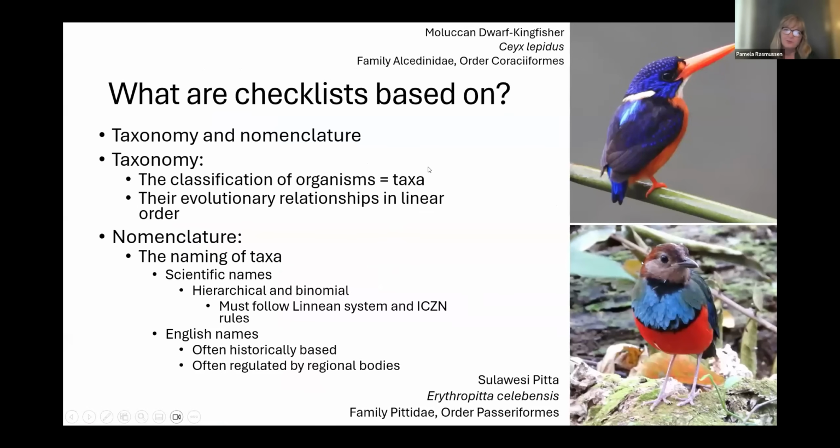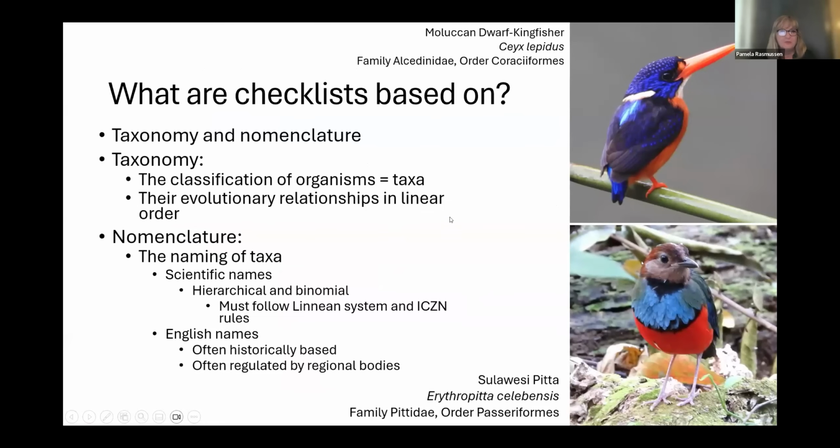All right, so let's introduce AviList. Most of you probably have a pretty good idea what a checklist is. It basically is a list of all the birds of the world, but not everyone will be really familiar with taxonomy and nomenclature and what checklists are actually based on. So let's go through that a little bit.